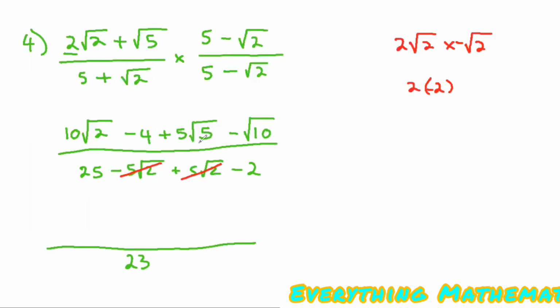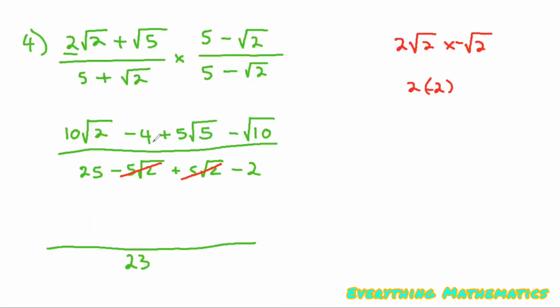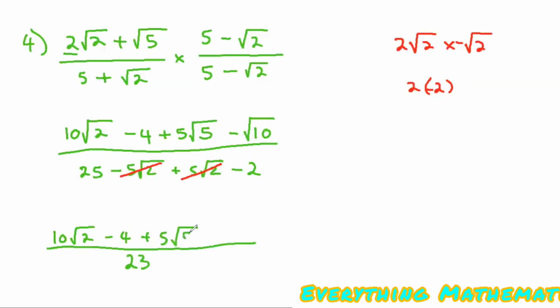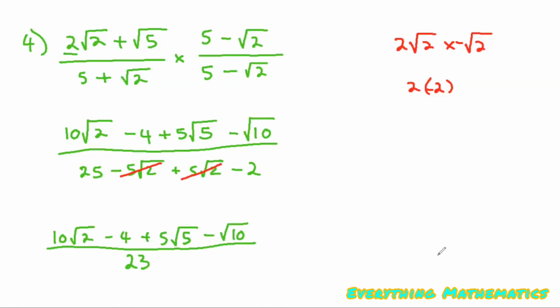No, nothing here could simplify. Well, actually, it could, but let's leave it like that. Let me see. No, yeah, you can simplify. So that will leave us with 10 root 2 minus 4 plus 5 root 5 minus root 10. Yep, that's as simple as we could go, believe it or not. We cannot go further than that.